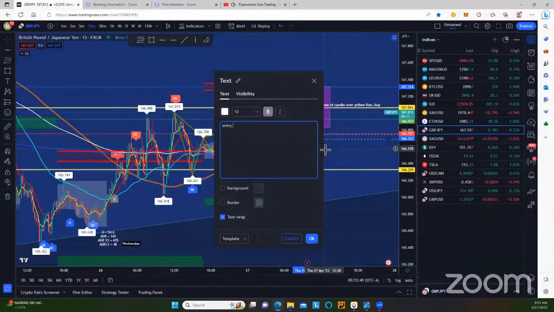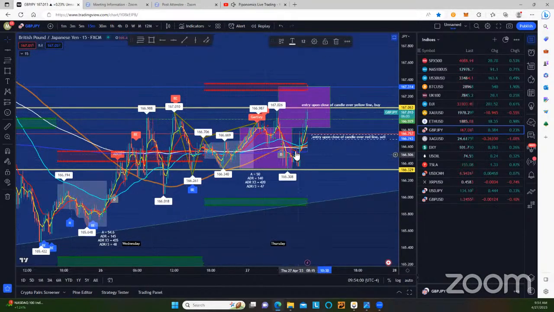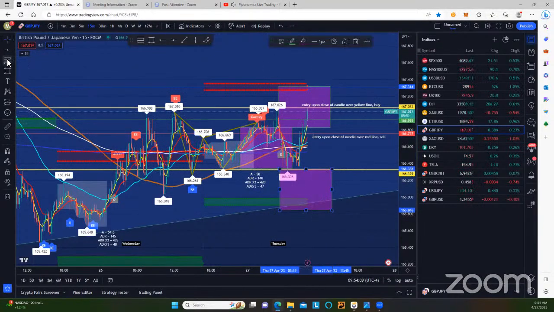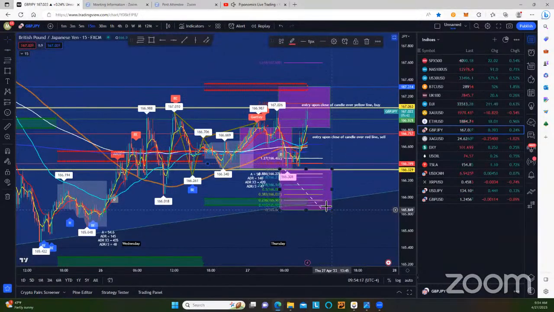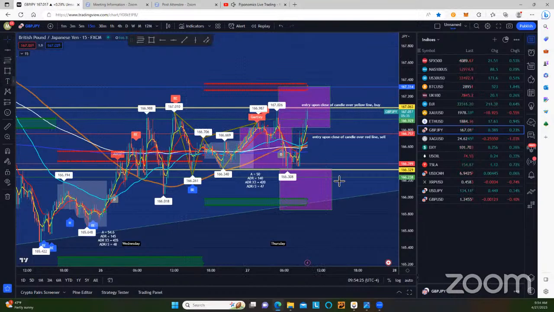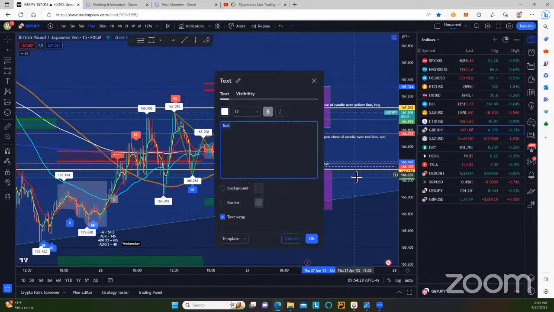Entry upon close of candle over red for a sell. Okay, now I have to make sure I understand where I'm selling it to. Clone. Okay, all I'm doing is cloning, stacking, and measuring with my handy dandy Fibonacci tool. That is just above, right above. Let's make sure we know that. That's right above our yellow line. So if it turns back, we have a TP.